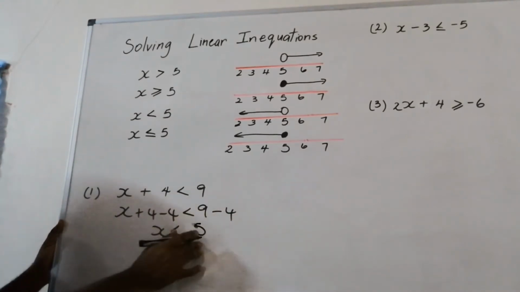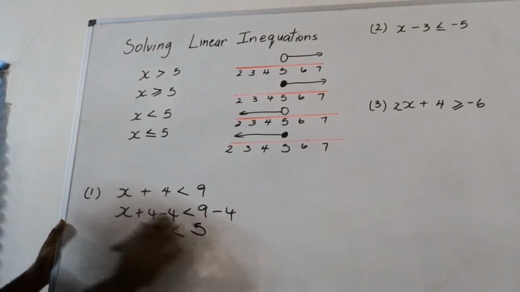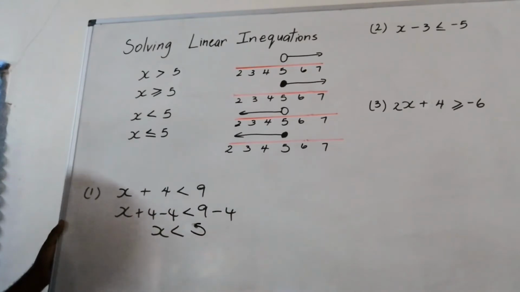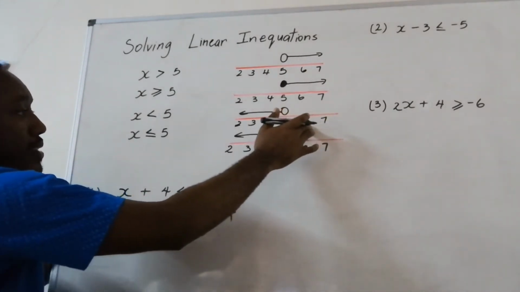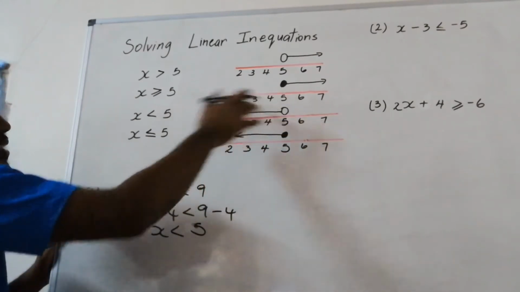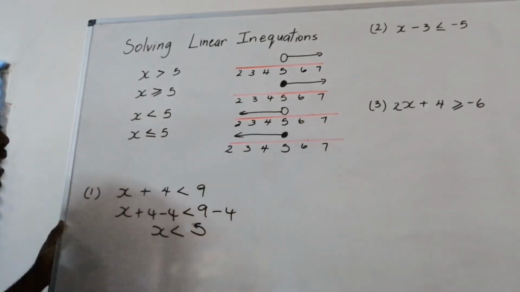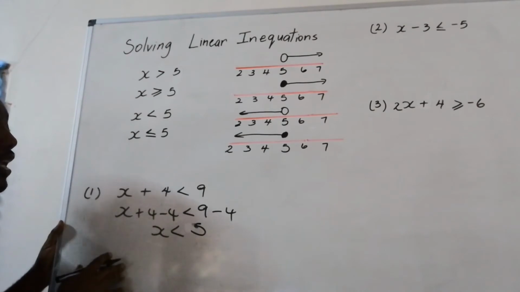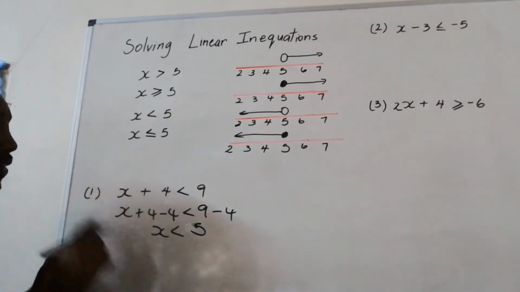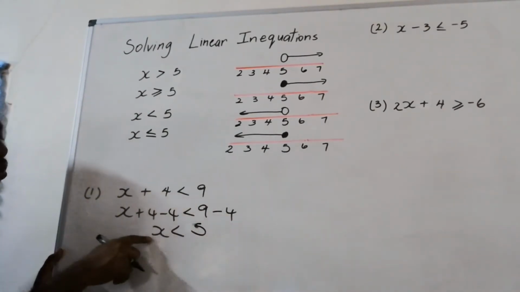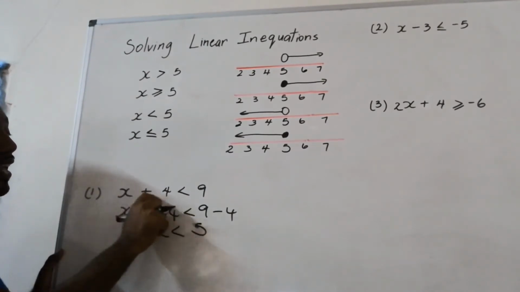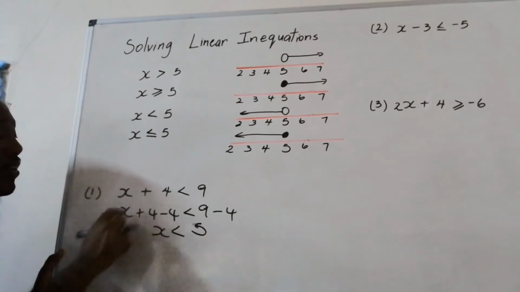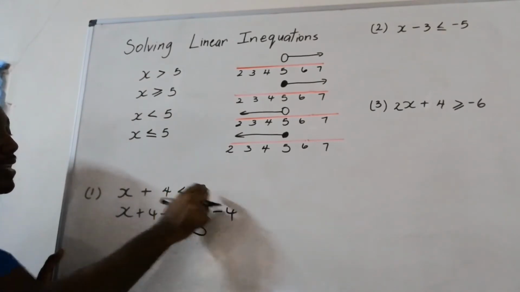So x is less than 5 will satisfy the inequation. If we were to draw the number line, our number line will be like this. X is less than 5. So every value less than 5 will be able to satisfy this equation. Now, why can't x be equal to 5? Notice, x plus 4 is less than 9.